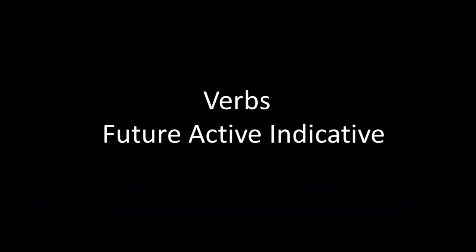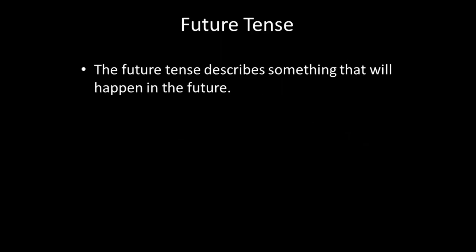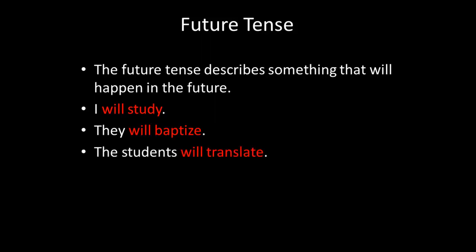Verbs. Future active indicative. We've already studied the present tense, the present active indicative. Let's take a look now at the future active indicative. The future tense describes something that will happen in the future. I will study, the verb is future. They will baptize, future. The students will translate, future.